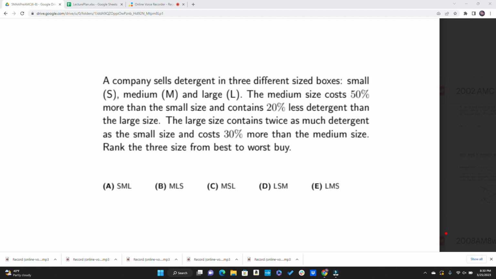Alright, let's set some prices arbitrarily. Let's say the small, let's say that's $10. So one way to solve this problem is, if you don't have any values, you just set a value and you go with it. Right? So we've got the small is 10, and we'll say it's got 10 ounces of detergent.